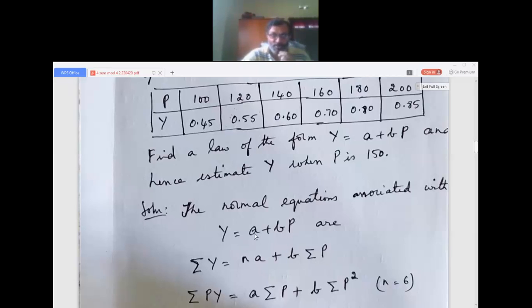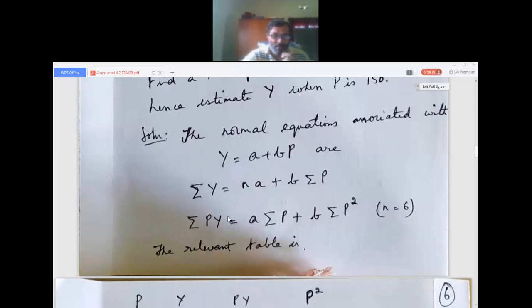The normal equations associated with y equals A plus BP are sigma y equals NA plus B into sigma P, and then multiplying by P we get sigma PY equals A into sigma P plus B into sigma P squared. In the original it is multiplying by X, so remember the formula, in place of X there is P. So sigma Py equals A into sigma P plus B sigma P squared, and N equals 6.